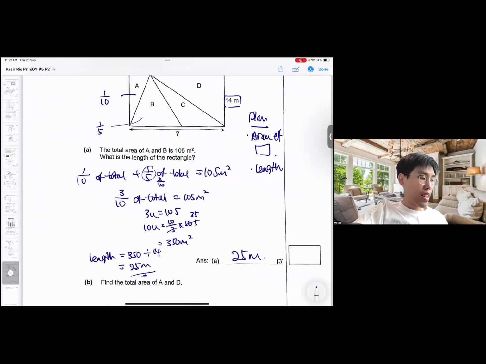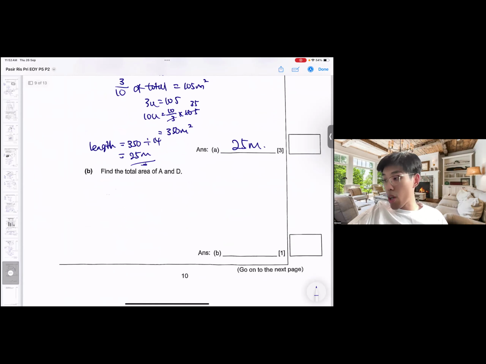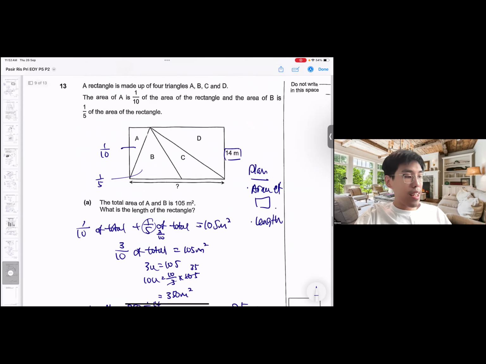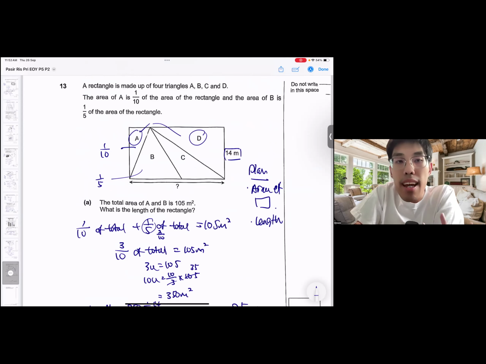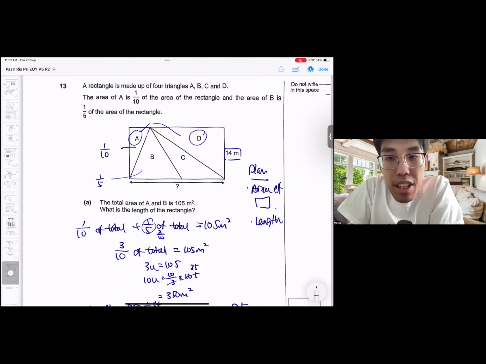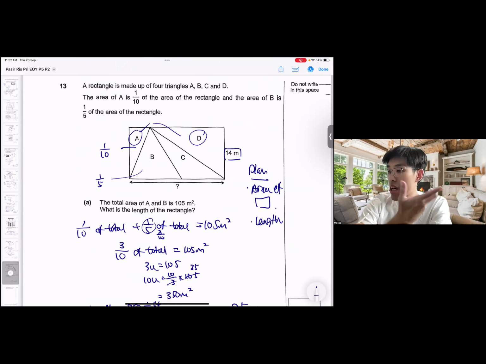Okay. Next part is the one that I think will kill a lot of people. The total area of A and B. Interesting, they never tell me anything about the fraction of C and D. They never tell me. Then how? This is where the new clue comes in.